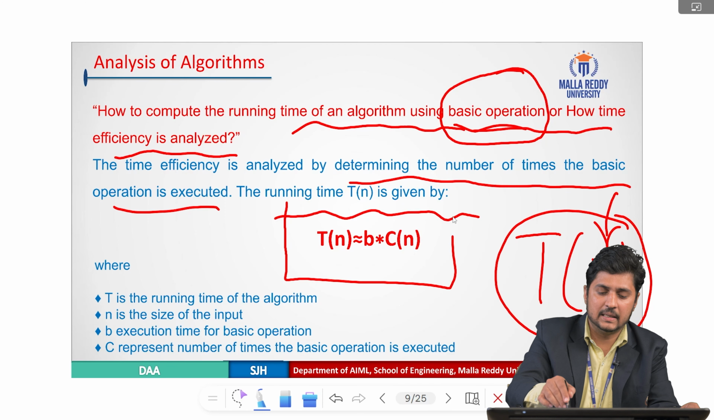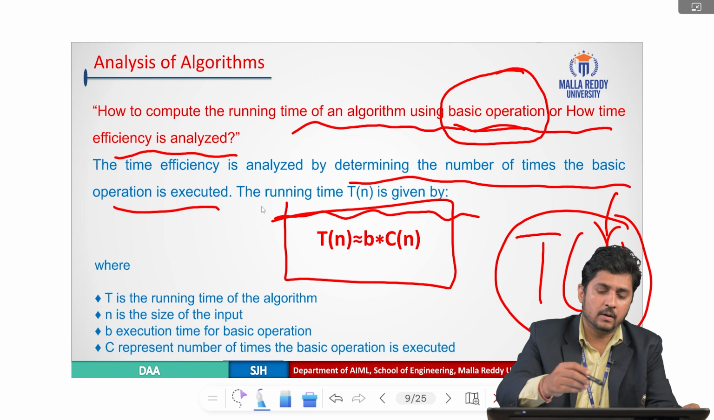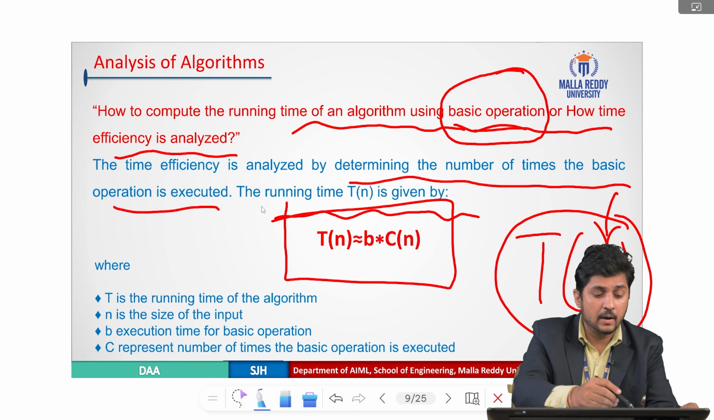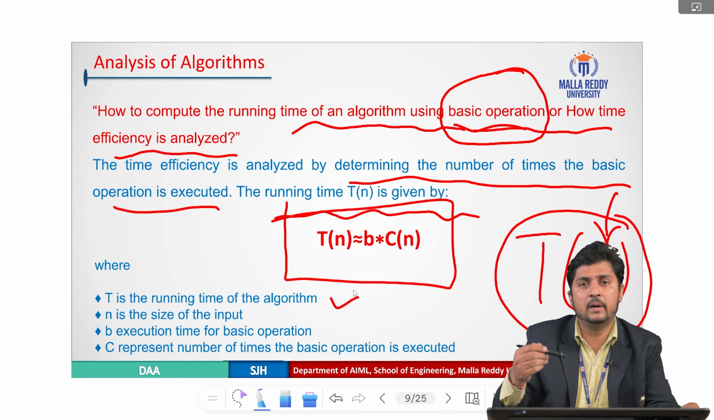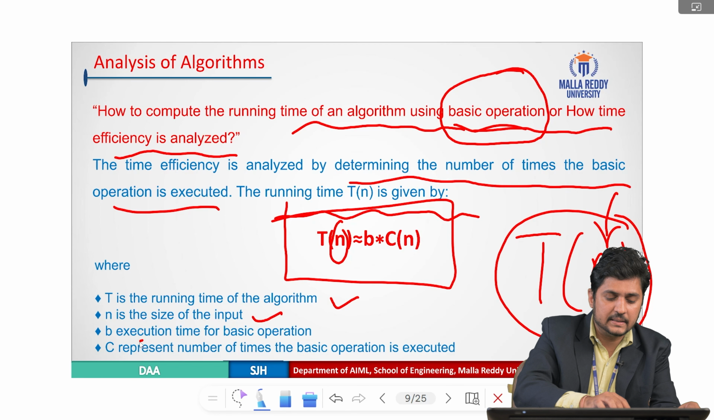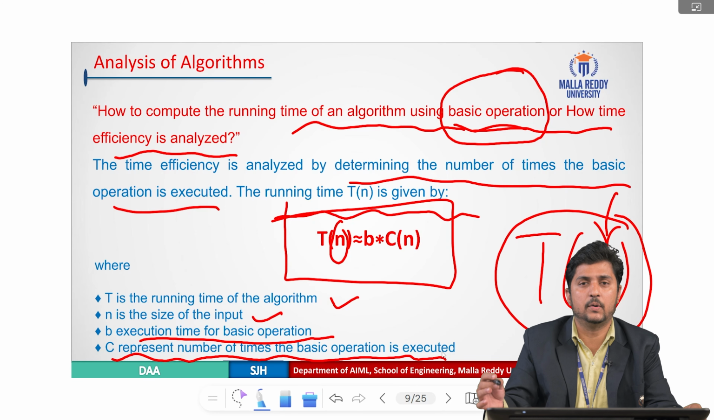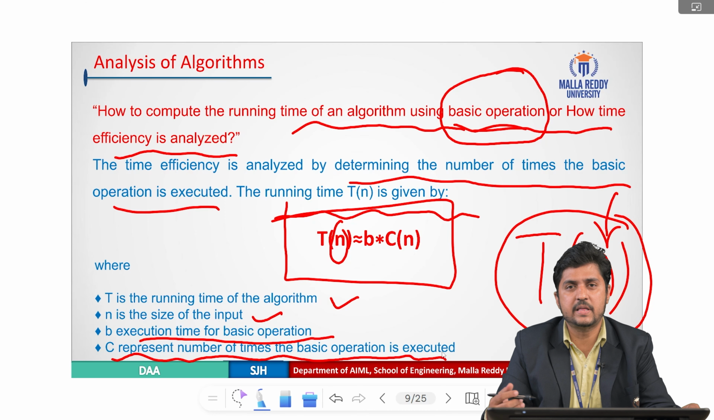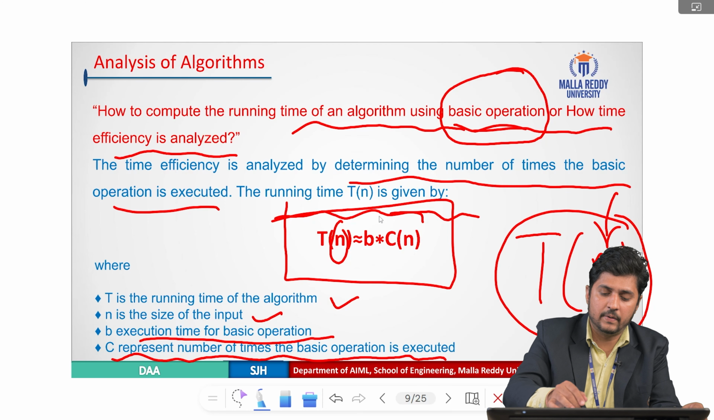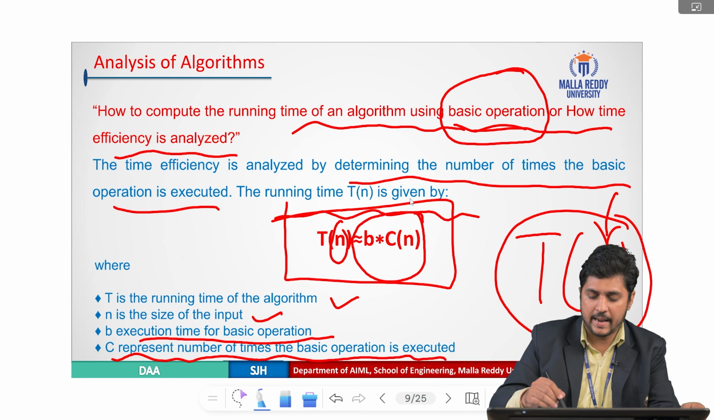The expression will be written as T of n is approximately equal to B into C of n. Here I'd like to explain the terminologies: T represents the total running time of the algorithm, the lowercase letter n represents the size of the input, and B is the execution time for the basic operation. The final term C of n represents the total number of times the basic operation is executed in our algorithm. Together this provides us the total time consumed by our algorithm. So this is how we analyze the time efficiency of any algorithm.